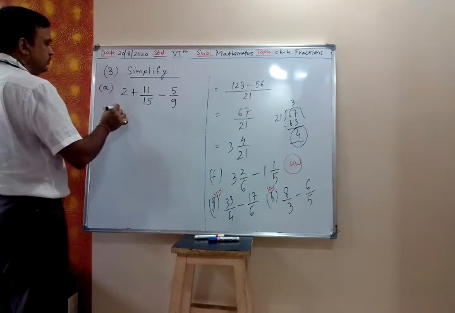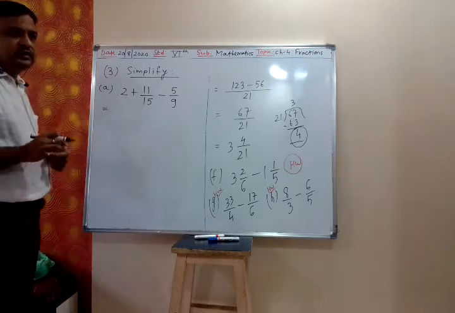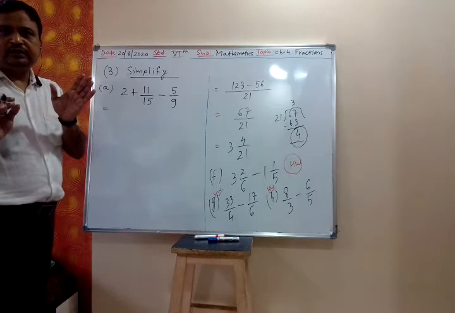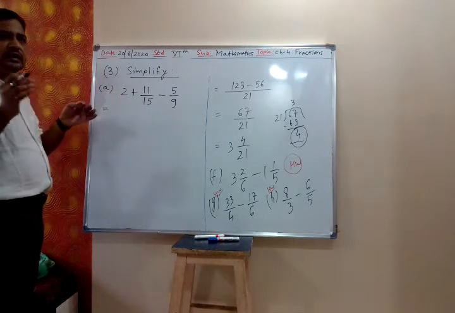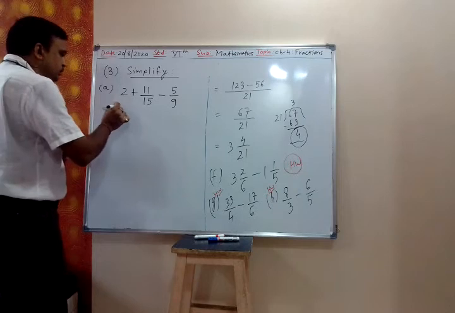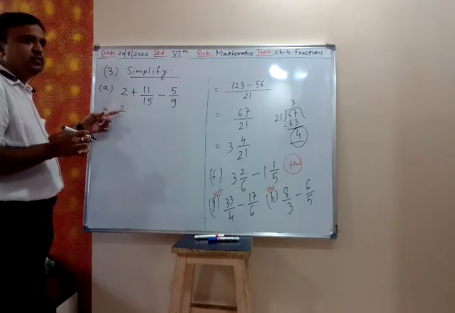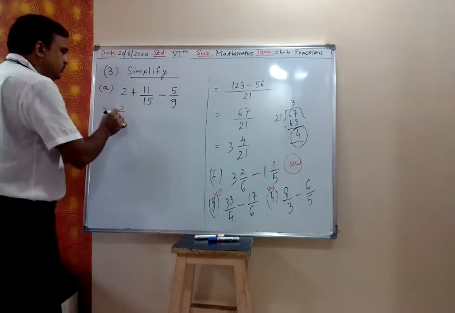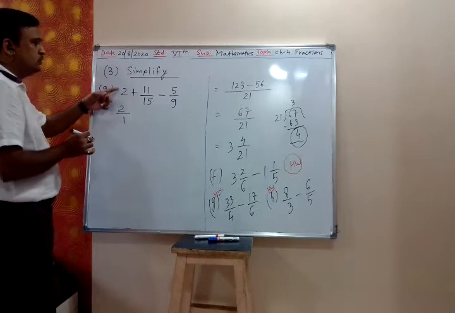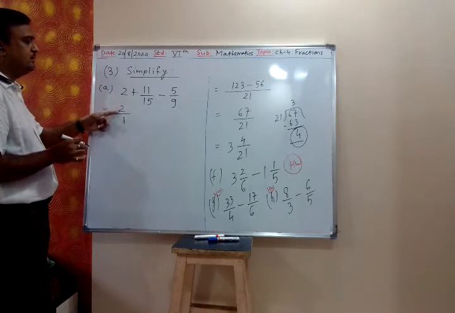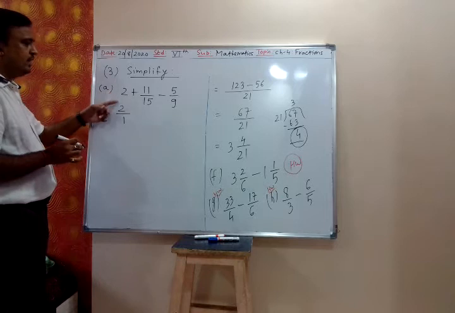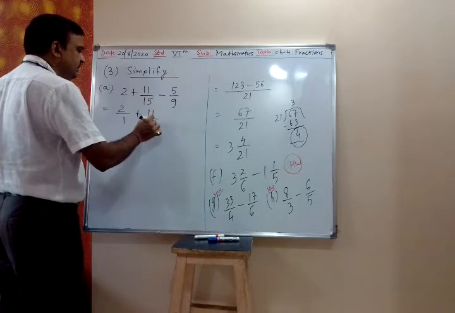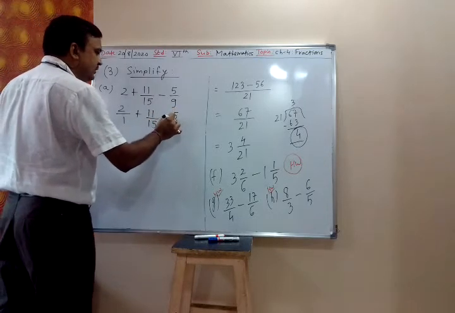So we are given 2. Any fraction has a numerator and denominator. Is it clear? Any fraction has a numerator and denominator both. So I can convert 2 into fraction form. 2 is there in the numerator. There is no denominator, so I will write 1 as the denominator. So 2 I can write as 2 upon 1 so that it becomes a fraction. The others I will write as they are, 11 upon 15 minus 5 upon 9.